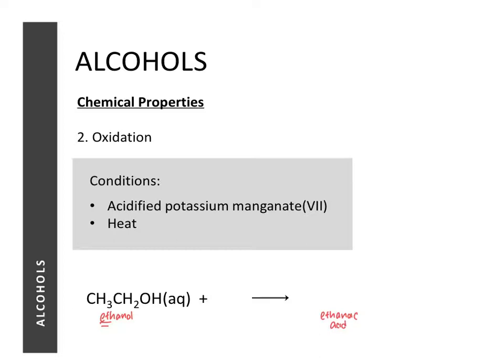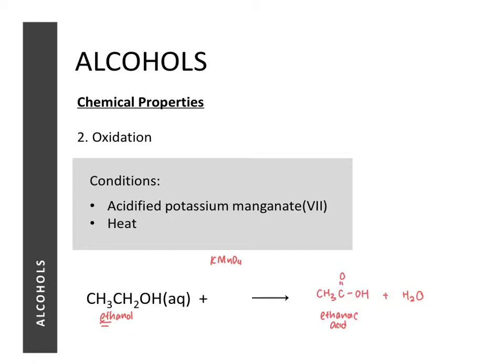All right, same thing if we are looking at propanol. Propanol will become propanoic acid. So this is the structure of ethanoic acid. Okay, so oxidation of an alcohol will give you the corresponding acid plus water. Now how do we balance the equation? At O levels, you are not expected to put in the oxidizing agent. Alright, that means you don't put KMnO4. It's going to make the equation extremely complicated. However, you will learn that in A levels, where you learn to balance redox equations.